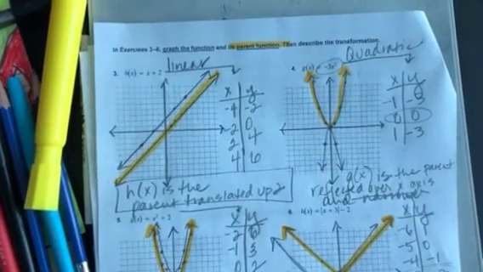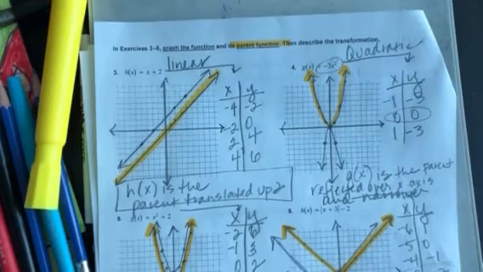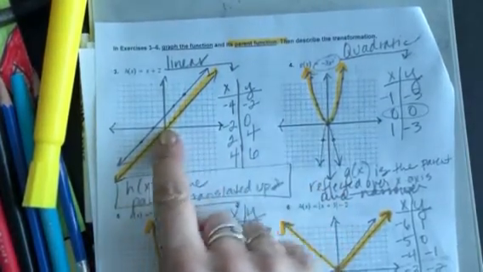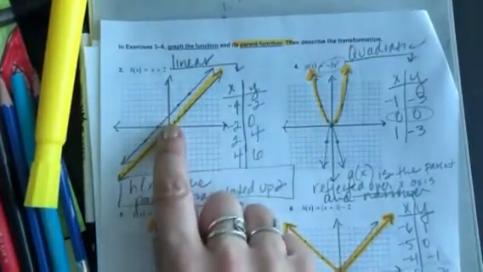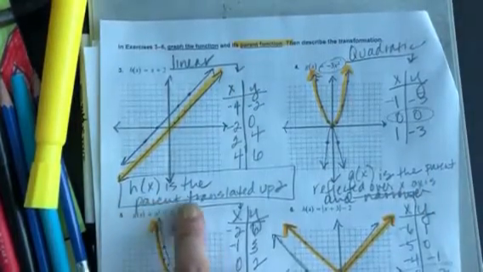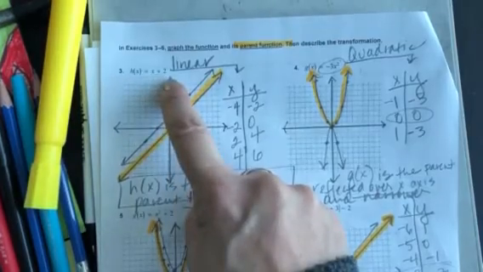But once these are all graphed, the big thing is that you finish them up and you talk about the transformation. Like in problem number 3 here, it's the parent that I have highlighted. I have the parent highlighted. My x plus 2, h of x, is the parent translated up 2. The parent function just got moved up 2, and that's from the plus 2.